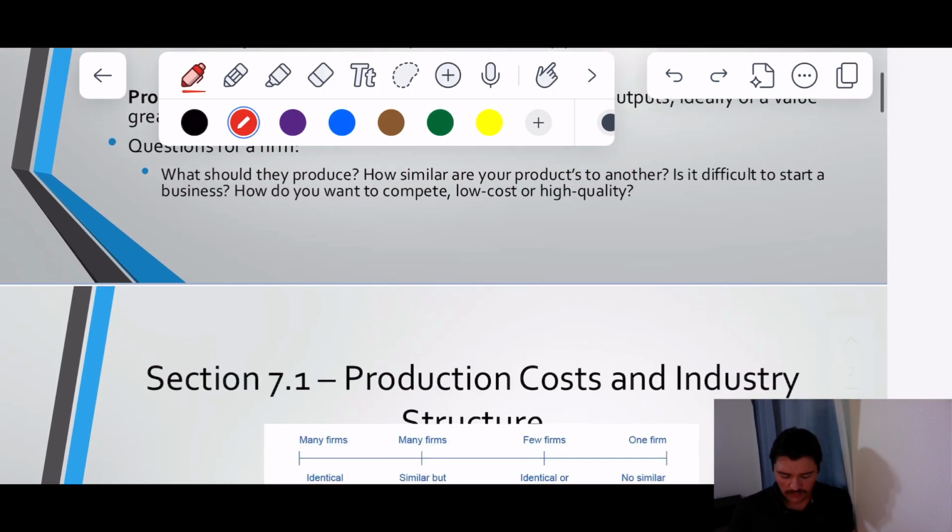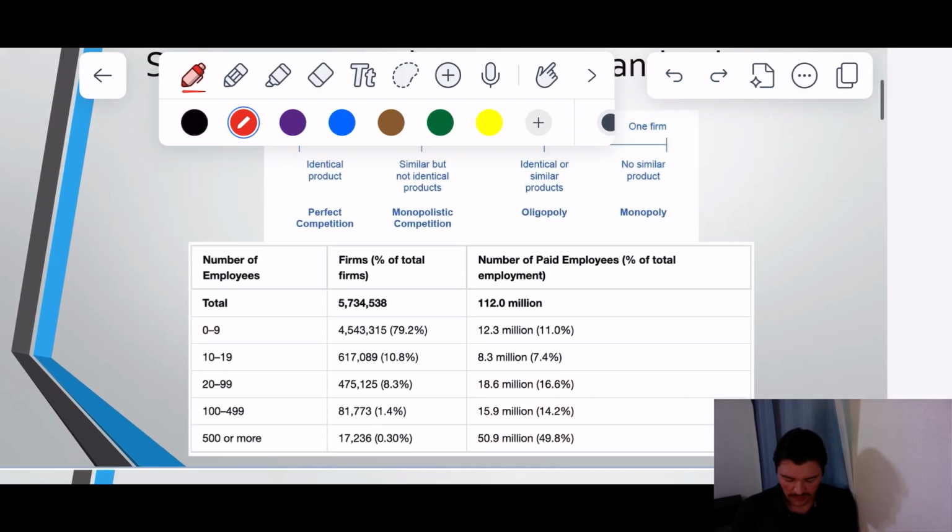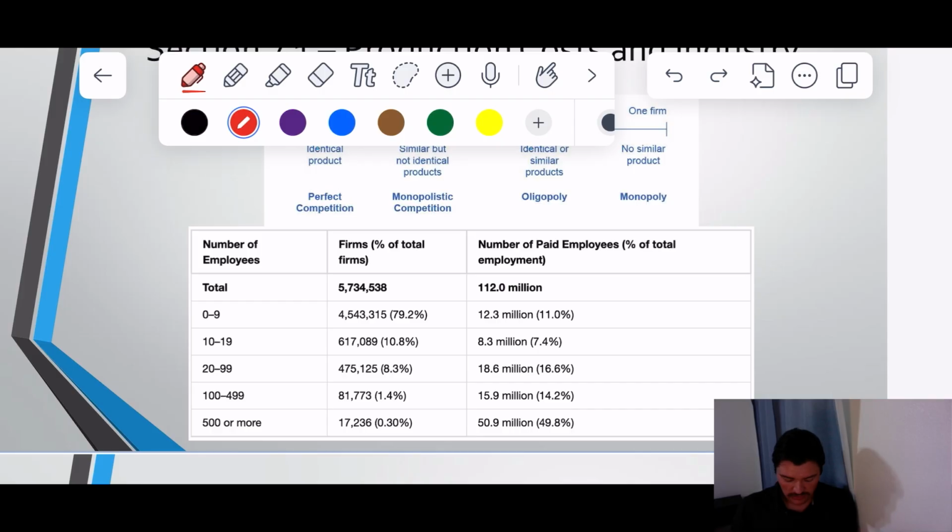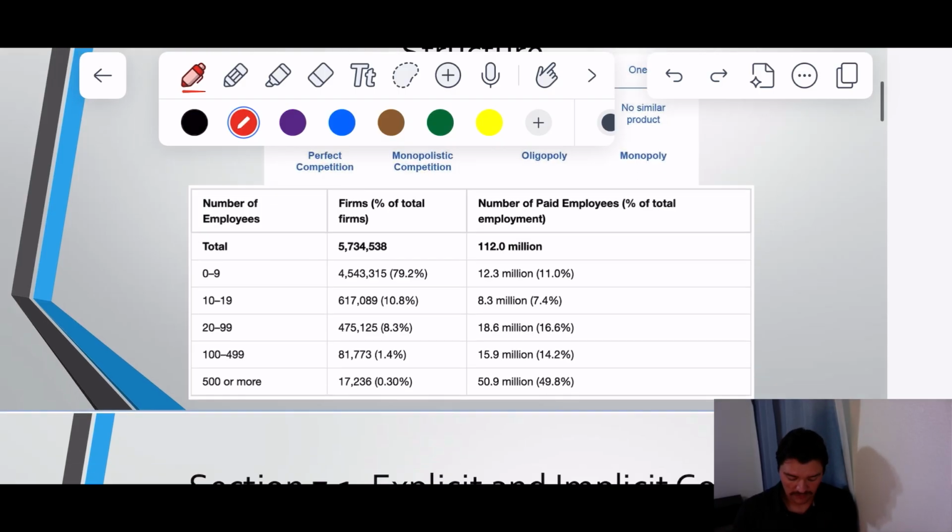So throughout this process, we're going to be establishing different markets that we have, ranging from many firms selling identical products under perfect competition, all the way to the other side, which is monopoly, where there's just one firm and they sell a unique product. There's no similar ones. So overall, we do have a lot of firms with a different number of employees here. The larger percentage of firms do have more than 500 employees. So we do have a different breakdown on market structures, which we will definitely get into.